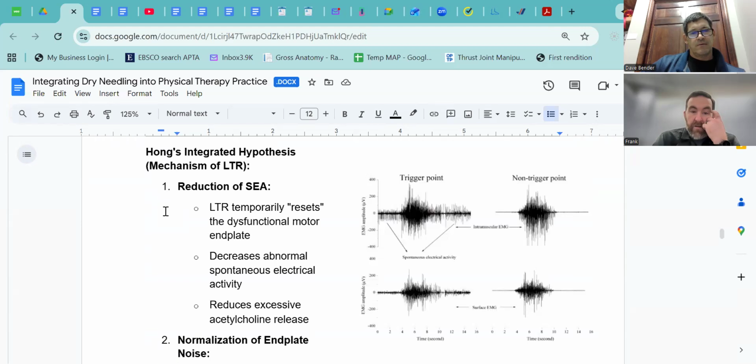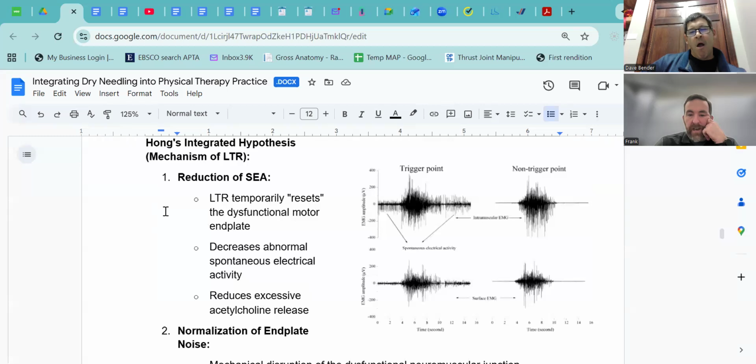We've talked earlier about that spontaneous electrical activity. This is Hong's integrated hypothesis. This twitch response temporarily resets the circuitry of the dysfunctional motor end plate. We talked about the continuous acetylcholine release. In this diagram, on the left is an electrical reading of this muscle. To the left and right of the big central crest is the spontaneous electrical activity. So even at rest, it's just firing all the time.